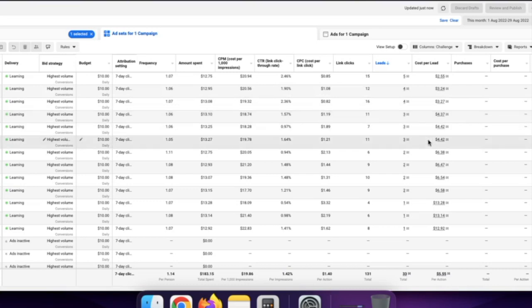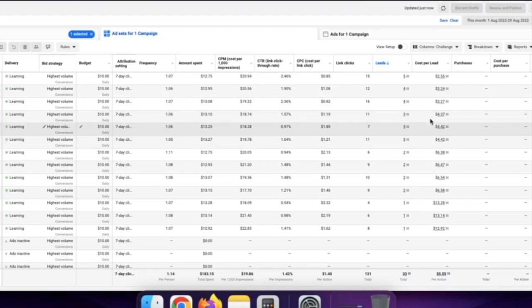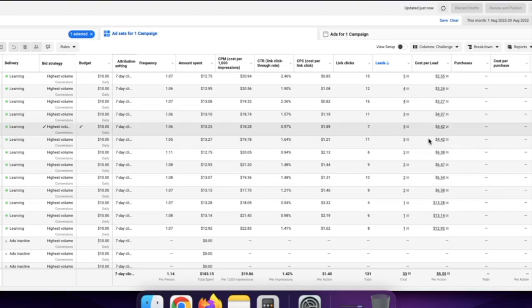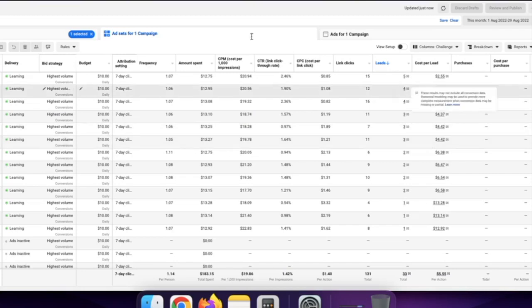I'm hoping that these get more leads and it goes a bit cheaper than $4. I don't really want to try and scale stuff that's over $4. But if I was to do this one, I would duplicate these three into the same campaign and I'd do a cost cap of 5 probably, maybe even 6, depending. So again, it's a bit intuitive, but that's basically the strategy for scaling.